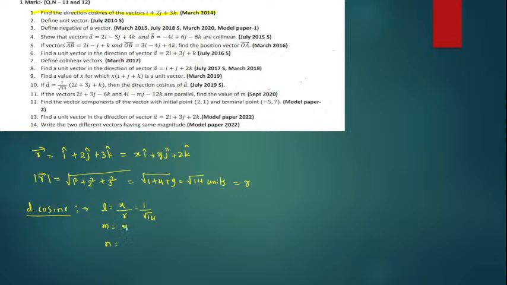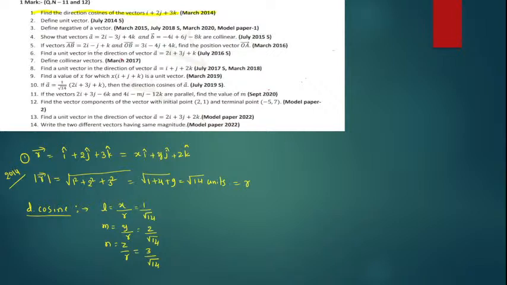m is equal to y divided by r. By comparing, I got the y value is 2, divided by the magnitude of r, again root 14. And n is z divided by r, that is equal to, by comparing, the z value is 3, that is 3 divided by square root of 14. This is how we need to find the direction cosines of a given vector, which was asked in the March 2014 annual question paper, right?